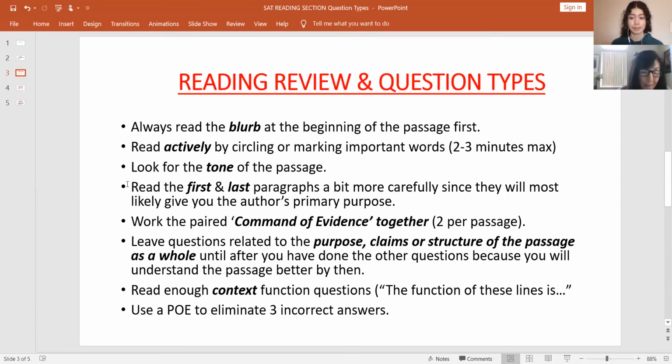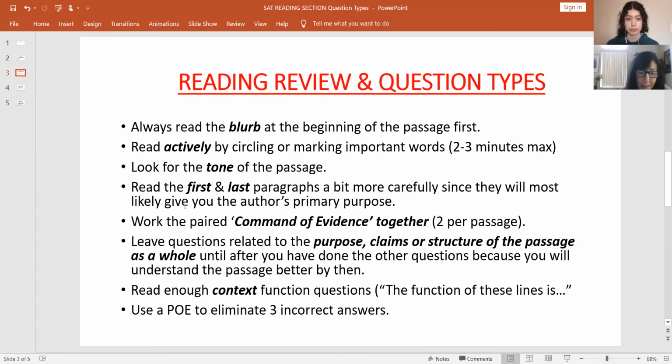Okay, good. Look for the tone of the passage, and when you're doing the first read, look for the narrator's tone here. Is it authoritative? Is it narrative? Those will be related to your questions. You're just getting a good general overlook.